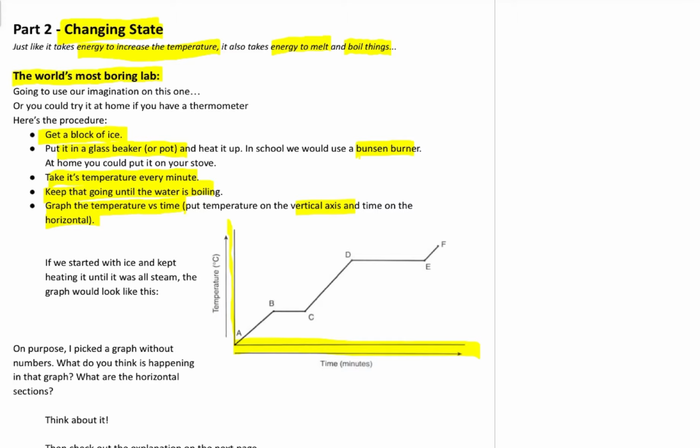We couldn't do this whole complete version of the graph in class. This graph assumes it went to steam. When I did it in class, we would just get it to boiling. So we get this part, then this part, then this part, and then this would be boiling. I couldn't get this part. What do you think was going on at those flat parts of the line?